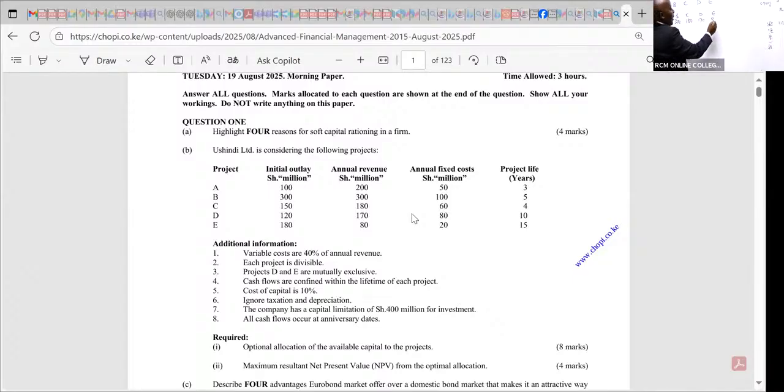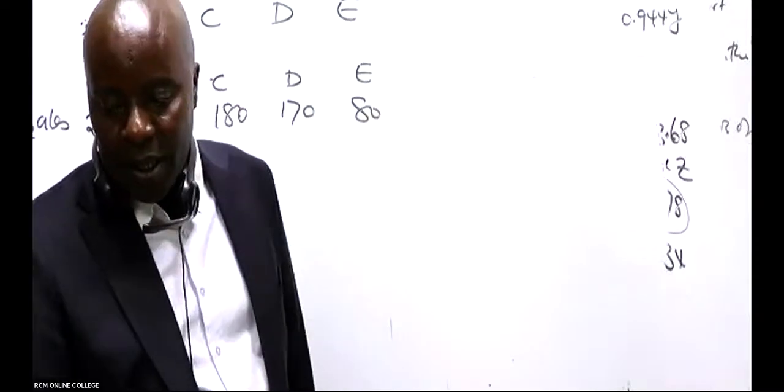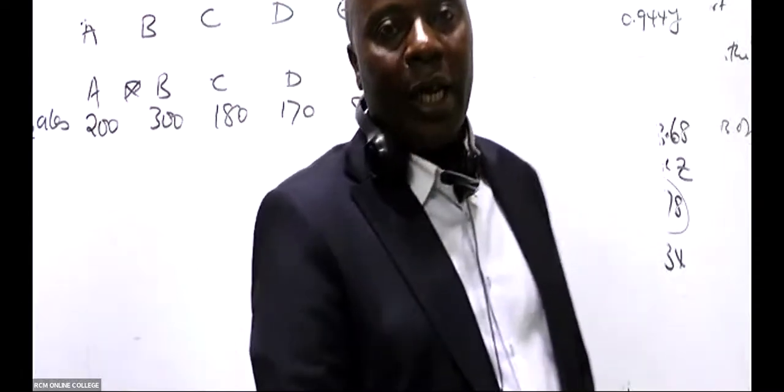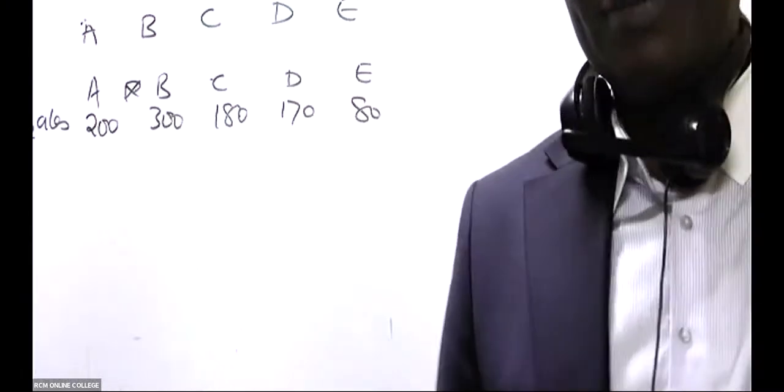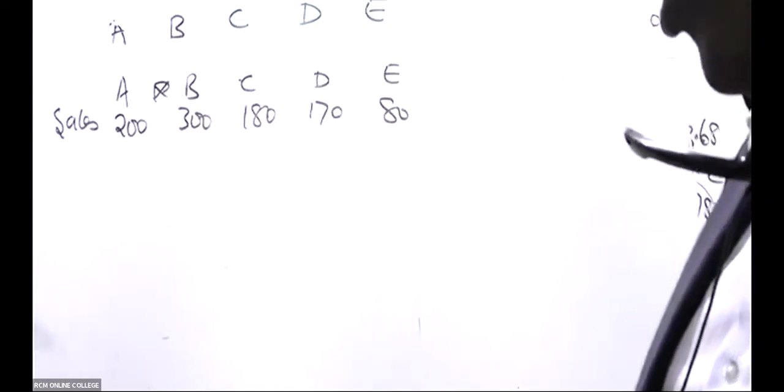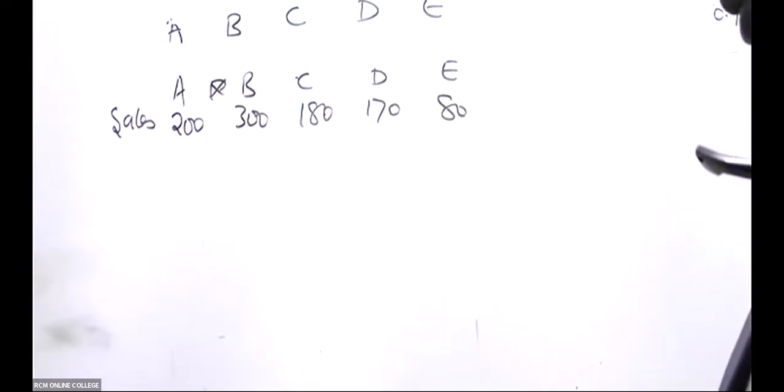80, 80. Now, ladies and gentlemen, you are the ones now who are guiding me. I've been able to write the sales revenue. You as an accountant, could you kindly tell me, what do you think will be the next step for us? Go home? No. What do you think will be the next step for us?